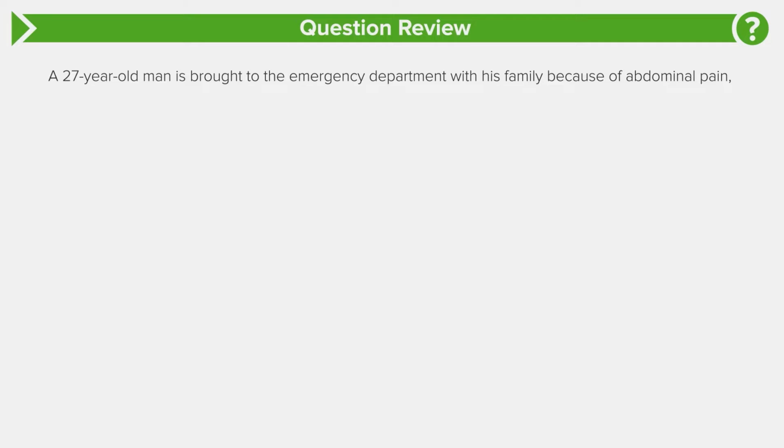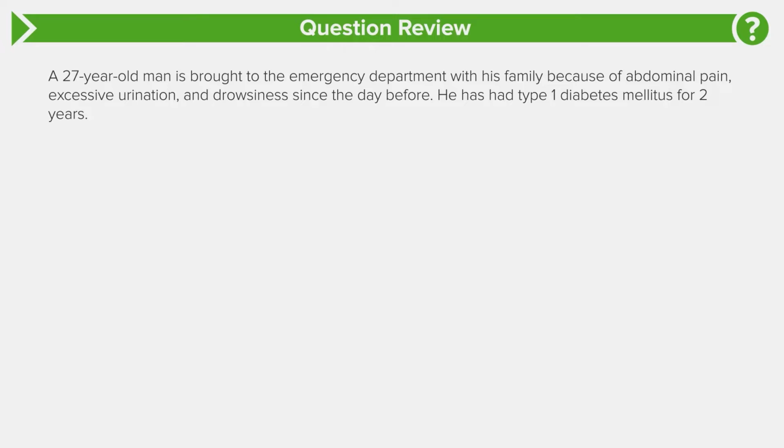Okay, we got a really important clinical question here of a 27-year-old man who is brought to the emergency department with his family because of abdominal pain, excessive urination, and drowsiness since the day before arriving. He has had type 1 diabetes mellitus for 2 years. He ran out of insulin 2 days ago.